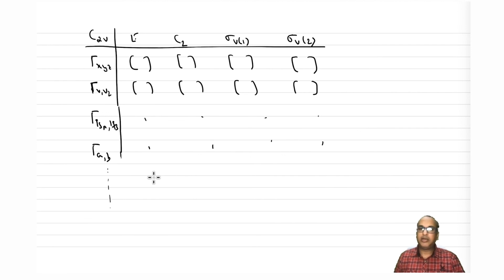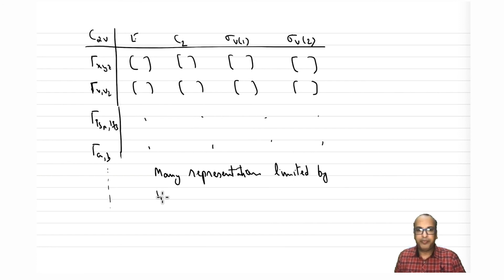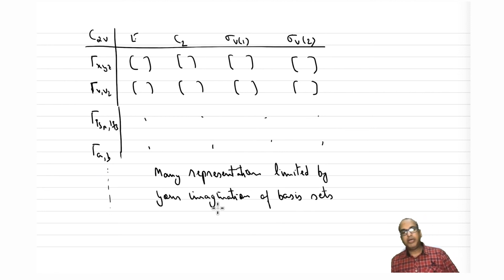So how many such representations are possible? The answer is many representations, which is limited by your imagination of basis sets which are chosen to carry out the transformation under different symmetry operations, right? So that's all for today. We will see more of this matrix representation in the next class. All right, thank you.